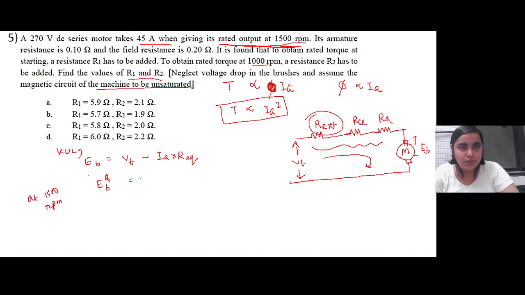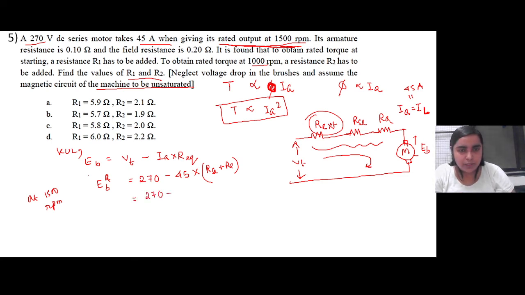So here Vt is 270, it is given as 270 in the question. And the current that is getting drawn here, in case of a series motor, the armature current is equal to the field current is equal to the line current, right? Which is given as 45 ampere. So it is 45 into R equivalent, which now only consists of Rse and Ra, because it is giving the rated output, so the external resistance is not there.